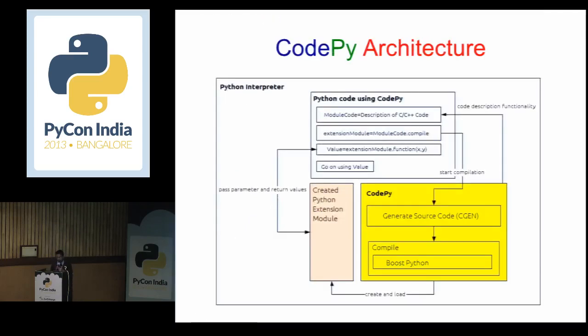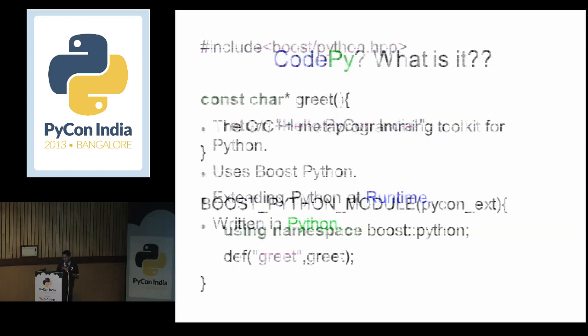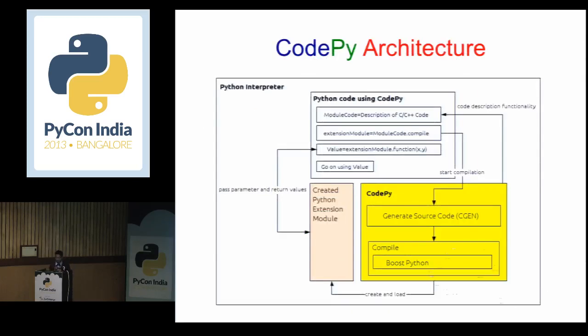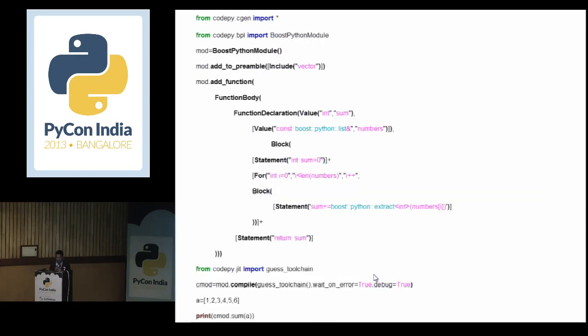This code will be sent to CodePy to generate source code. This is the cgen package, which was initially a part of CodePy, and now it has become an independent package. So this cgen will create a C file which contains Boost Python libraries, means basically a code which looks like this. And again it compiles and it creates a shared library here, and it gets imported here. So you can use that function and you can go on using that one. So this is basically the code for CodePy.